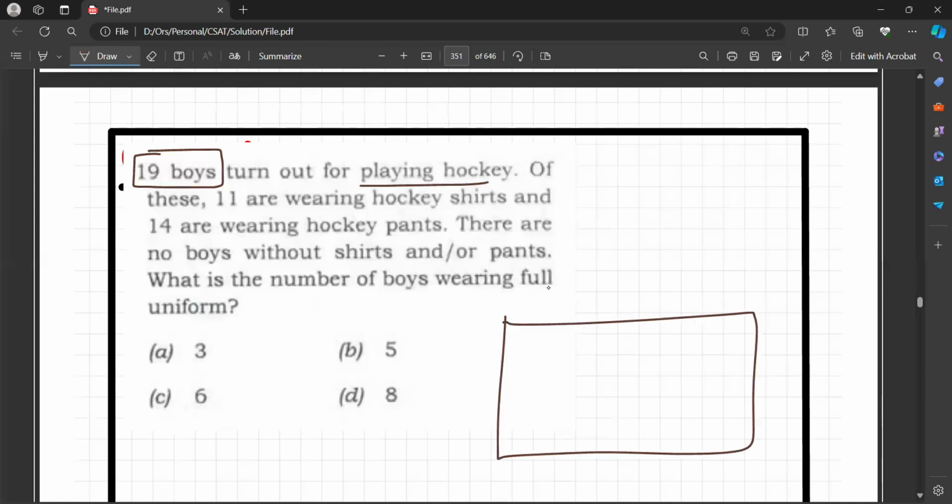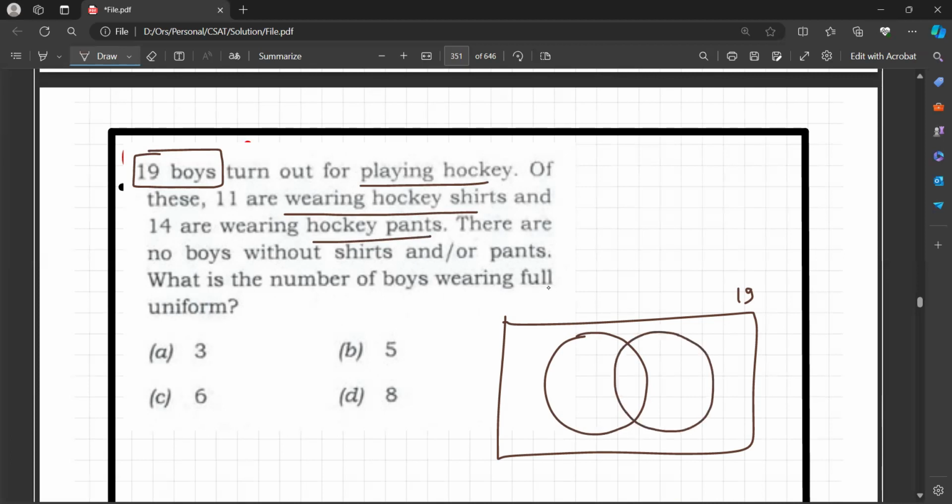Hockey. How many boys? 19 boys. Of these, 11 are wearing hockey shirts. 14 are wearing hockey pants. This is hockey shirt, hockey pants. A, B, C, and D.